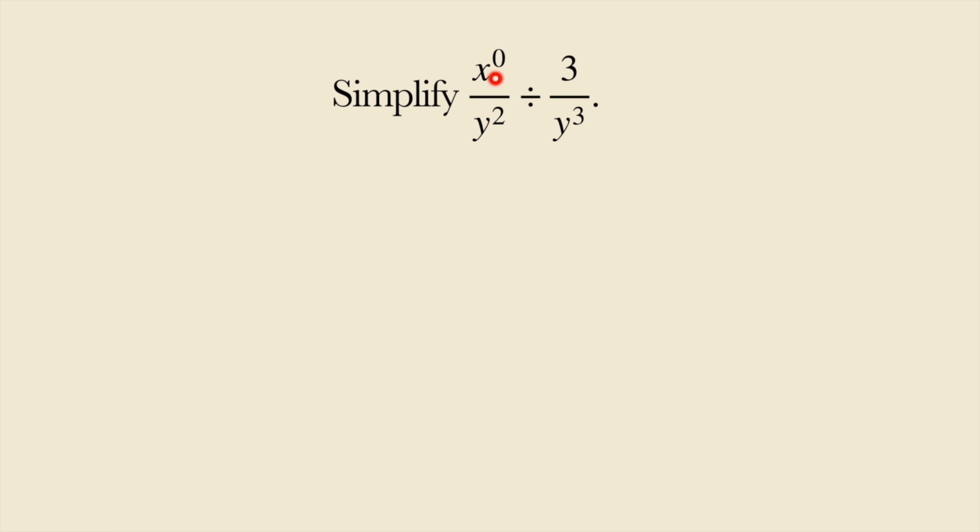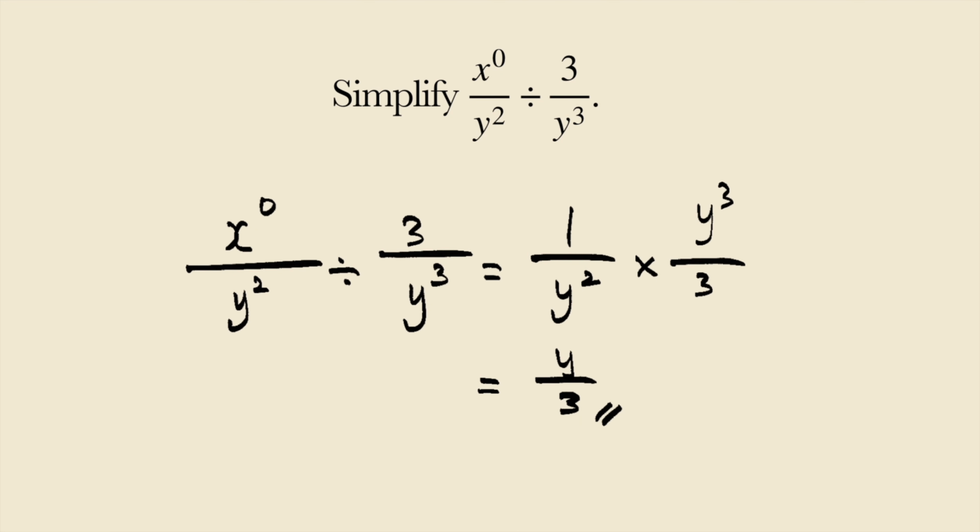Here we have got x to the power 0, which we know by now is 1. So let's see, how will the first step look? Well, I like to write this as 1 and y squared. Next, convert this division sign to a times, but when we do that, we have to flip the fraction on the right side. What do I mean by flip? So 3 now becomes the denominator, y cubed now becomes the numerator.